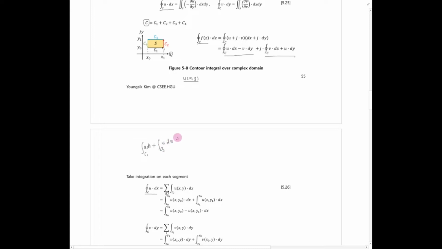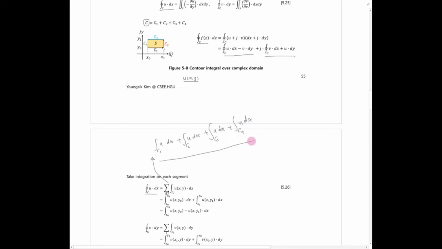plus C3, C4. Okay, sorry. I would like to rewrite this part. So integration over C1, that's this segment, u dx. And the next segment is C2, u dx, plus C3 segment, u dx. Lastly, the C4 integration, u dx.